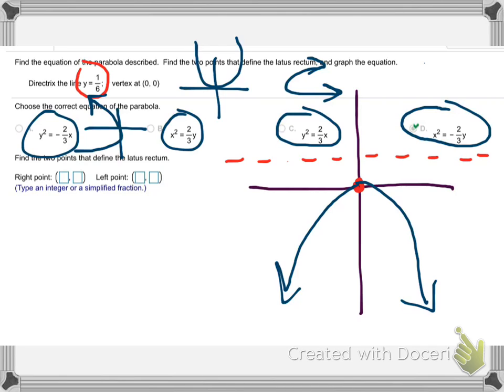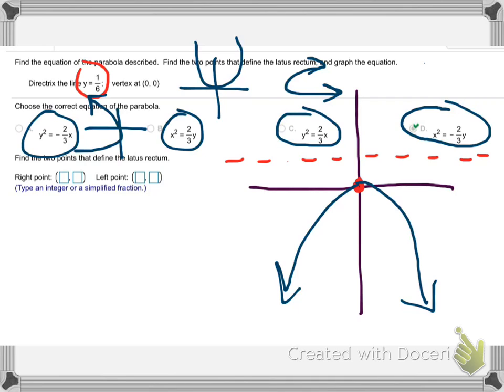X is being squared, and we've got a negative in front of the 2/3, so it is a negative. Okay, now the question is asking for the endpoints of the latus rectum. So the latus rectum goes through the focus point. So I have to find the focus point.